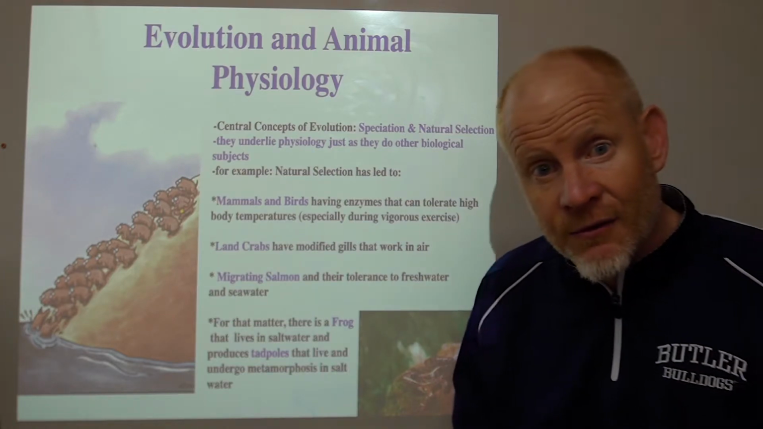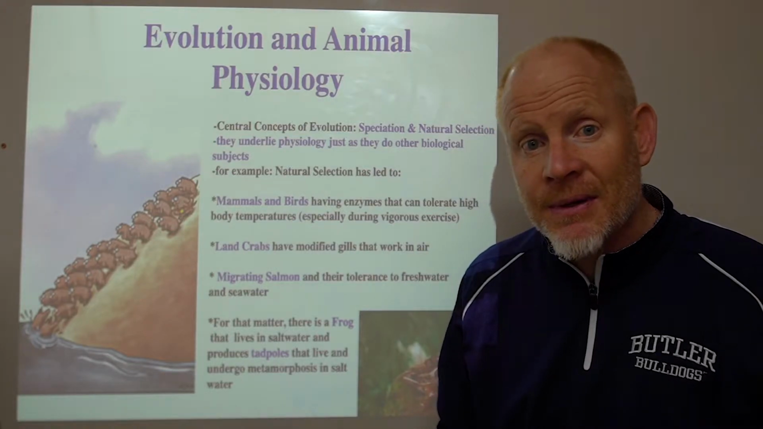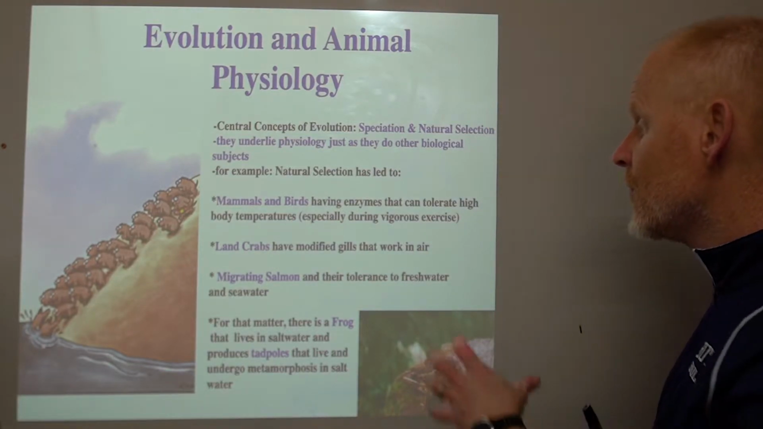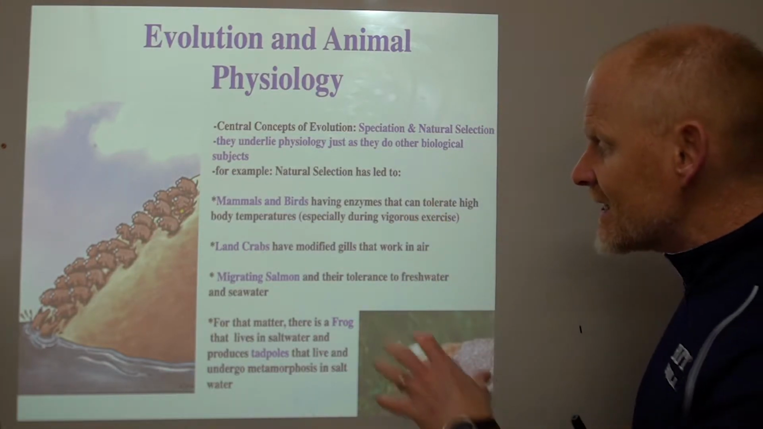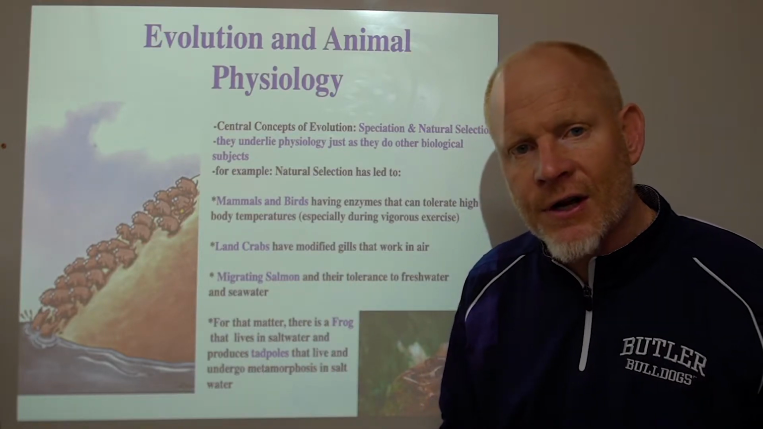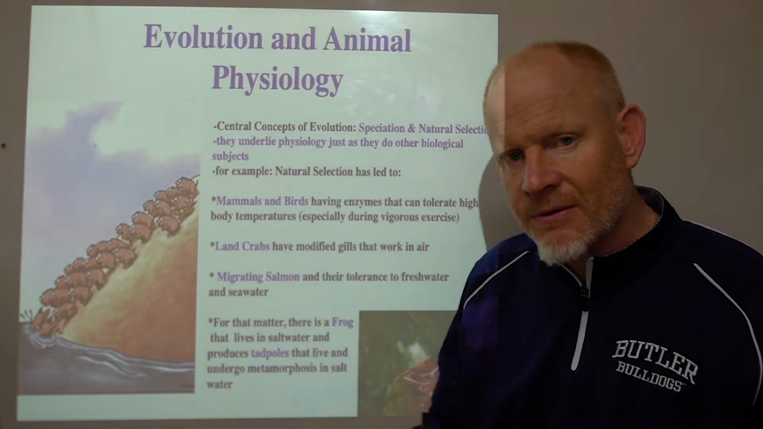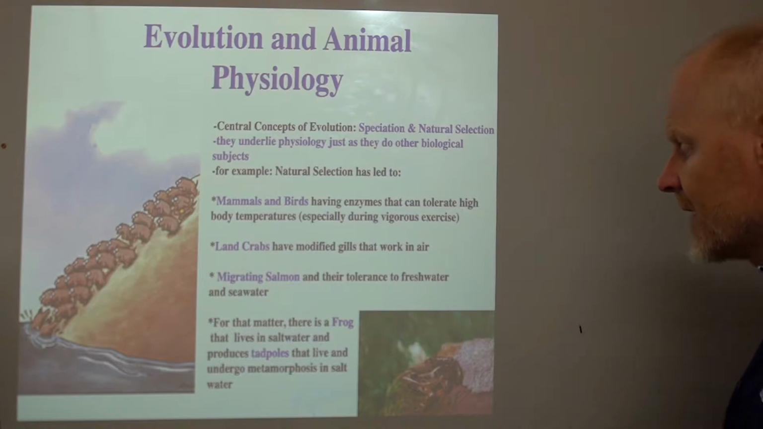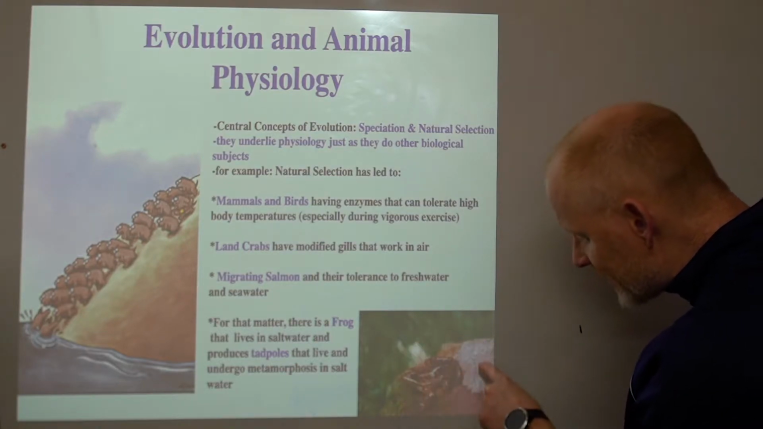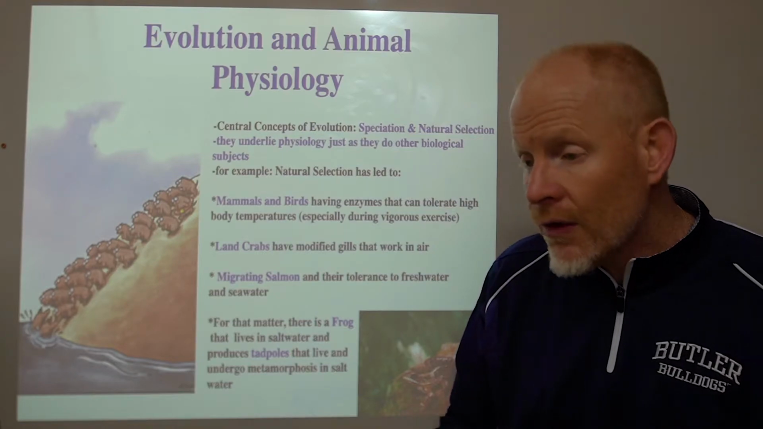There are land crabs. You typically think of crabs that live in water, right? Well, think about hermit crabs. They still have gills like other crabs, but their gills have evolved to work in air. Migrating salmon and several other types of fish can move in and out of fresh and salt water because their bodies tolerate the differences between fresh and salt water as far as osmolarity goes. There's even one species of frog that lives in salt water. Probably didn't know that. It's the only one.